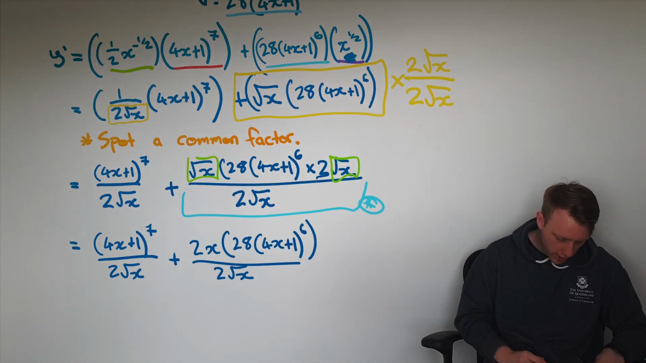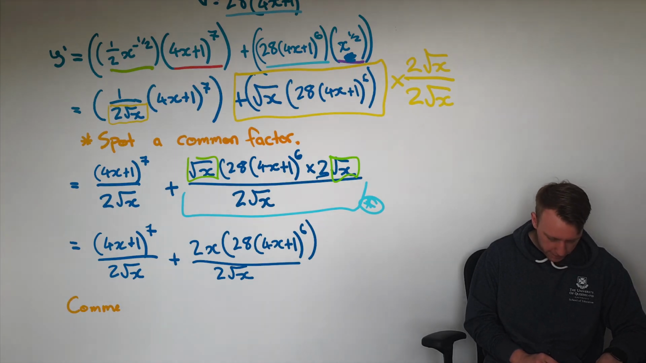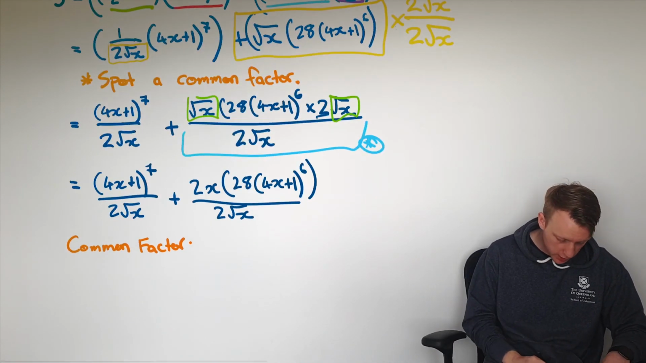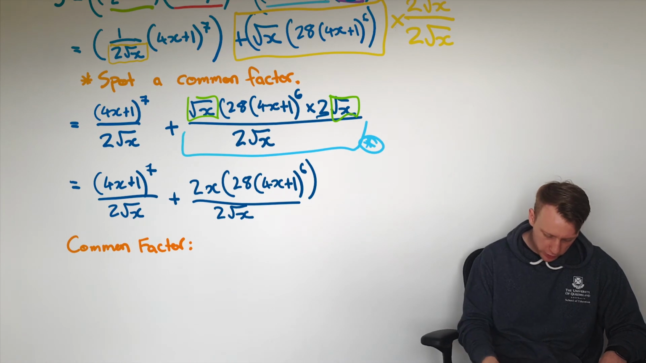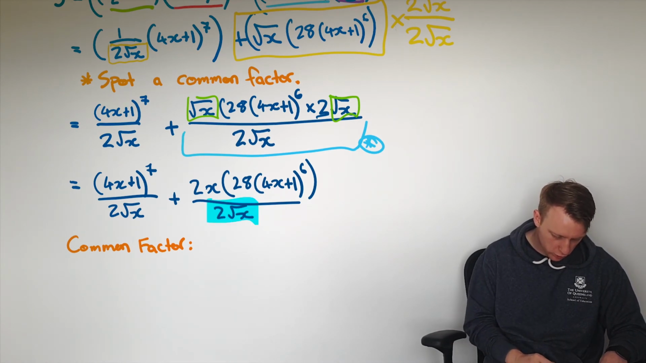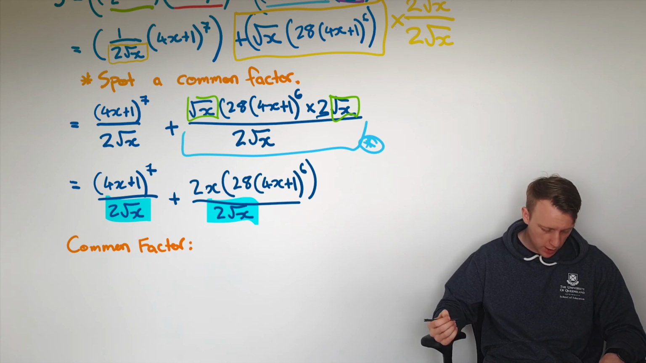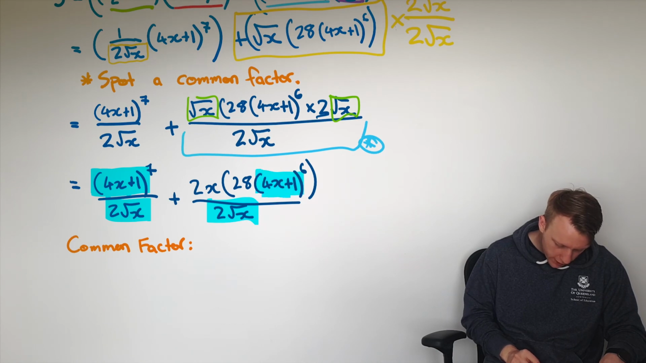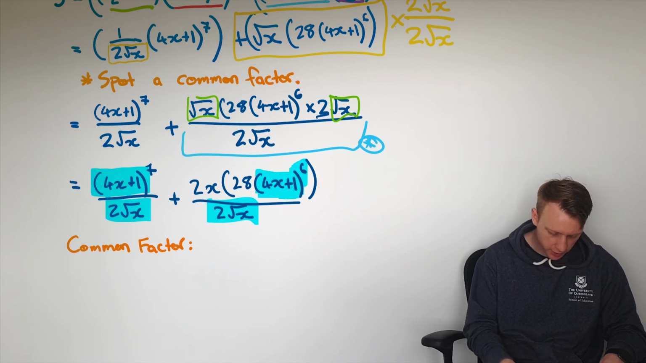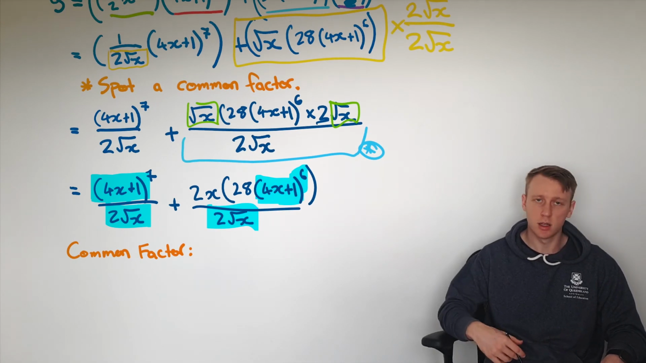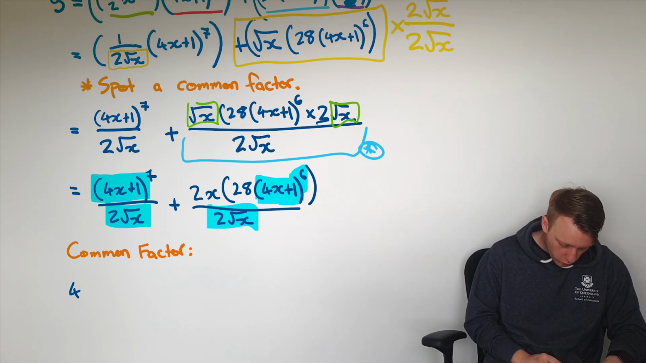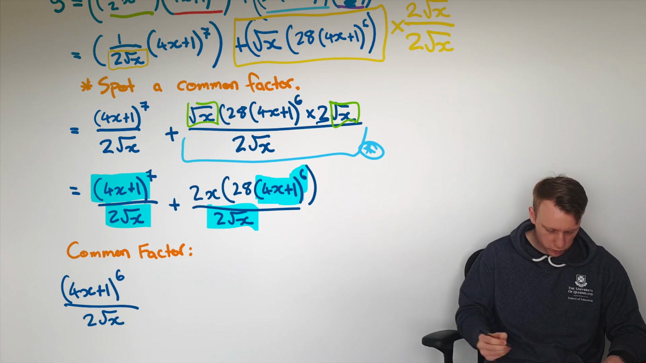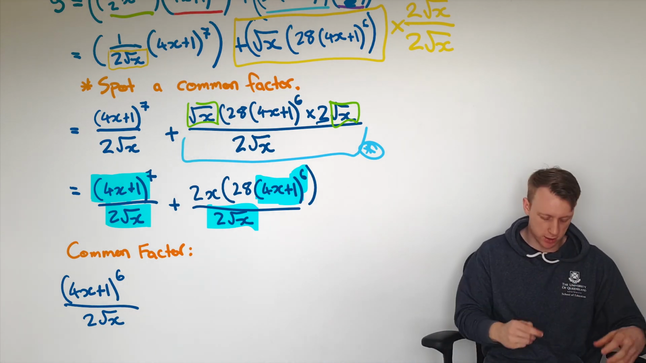And so my common factor that I can pull out, which is common across the two terms, is going to be, well, I spot that both terms have a denominator of 2 root x, and I spot that they both have multiple factors of 4x plus 1 to the power of something. So I can pull out as a common factor 4x plus 1 to the power of 6 over 2 square root of x. That's our common factor that we can pull out between the two.